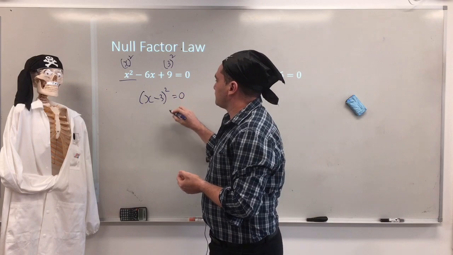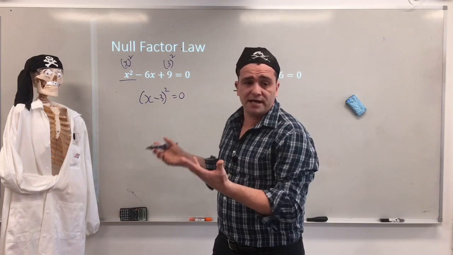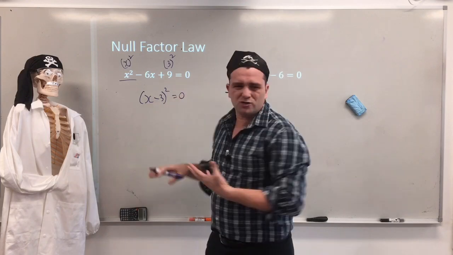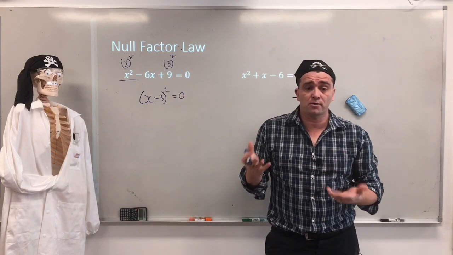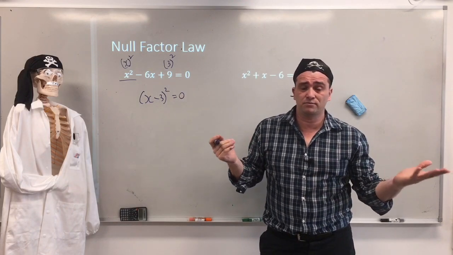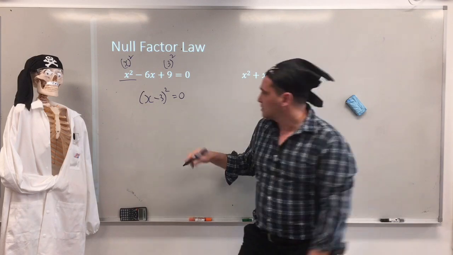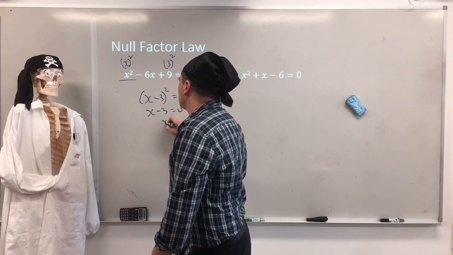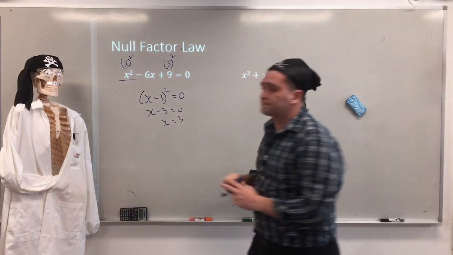Once again, this would be x minus 3 times x minus 3. But either way, when we square root, remember we have a positive or a negative, and a negative or positive 0 is still 0. So we can directly go into x minus 3 equals 0. So x equals 3.